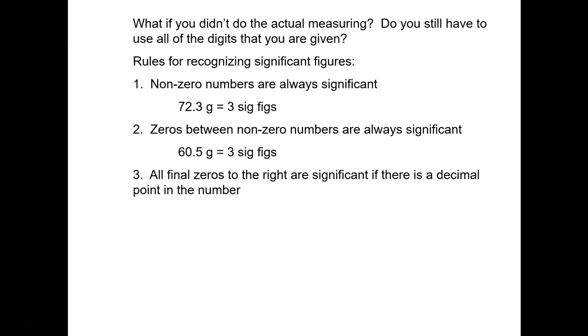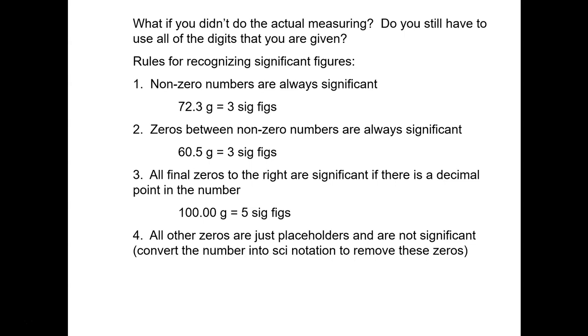If the zeros are to the right of the non-zero numbers, the significant numbers, and there's a decimal point in the number, then those zeros count as significant. So for instance, if I had 100.00, all 4 zeros there are important. Why? Because there's a decimal point in that number. And so somebody was trying to tell you that they put those zeros there for a reason. There must have been some device that required them to read to the hundredths place, therefore you have to keep to the hundredths place also.